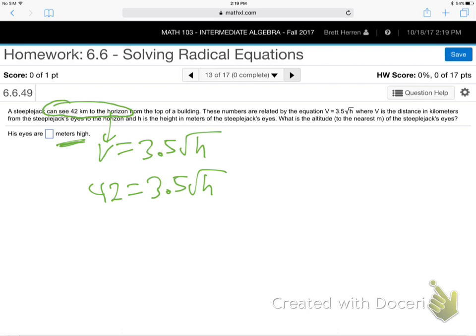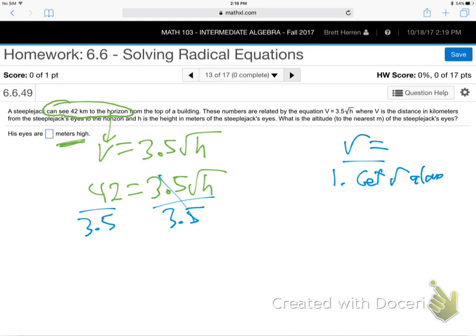So how should I solve that for h? What's the recipe for a square root equation? Step one is get the root alone. Normally I might think 3.5 is difficult, but I'm just going to hit the buttons anyway. So divide by 3.5 on both sides. What's 42 over 3.5?